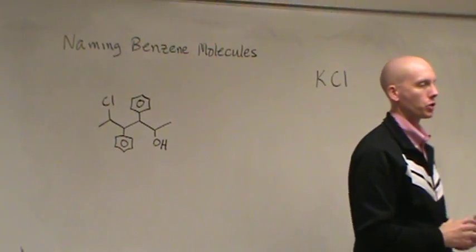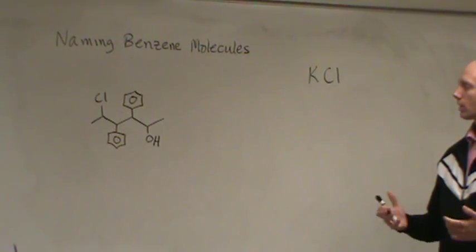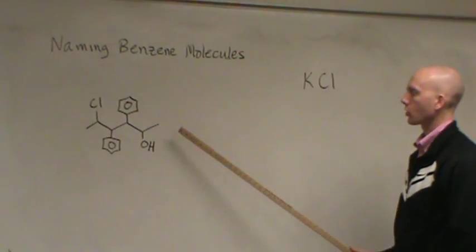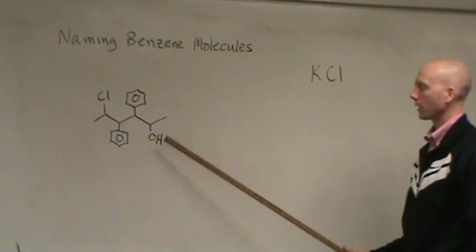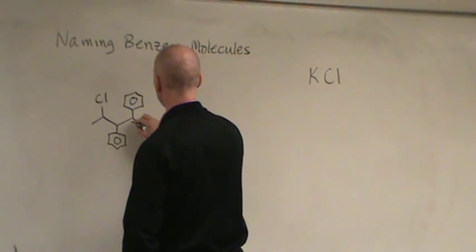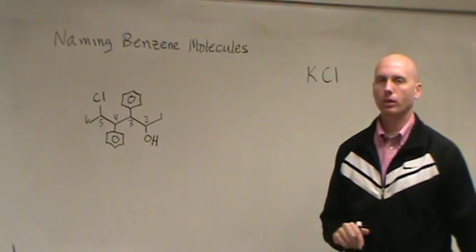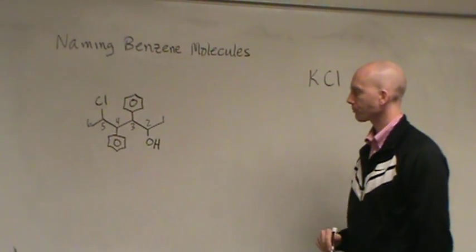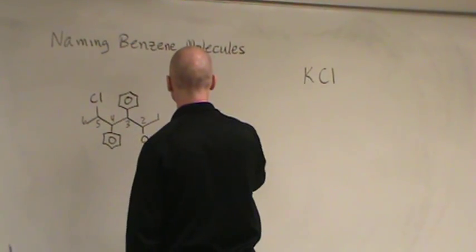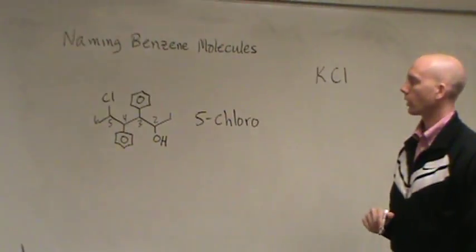Okay, just to kind of finish this up, let's look at naming something like this where we have all these groups. Note that we have an OH on the parent chain, so this will be named as an alcohol. So that will get the priority. Since it has priority, we'll number from that side. So the chlorine is the lowest in the alphabet. So we would have 5-chloro.